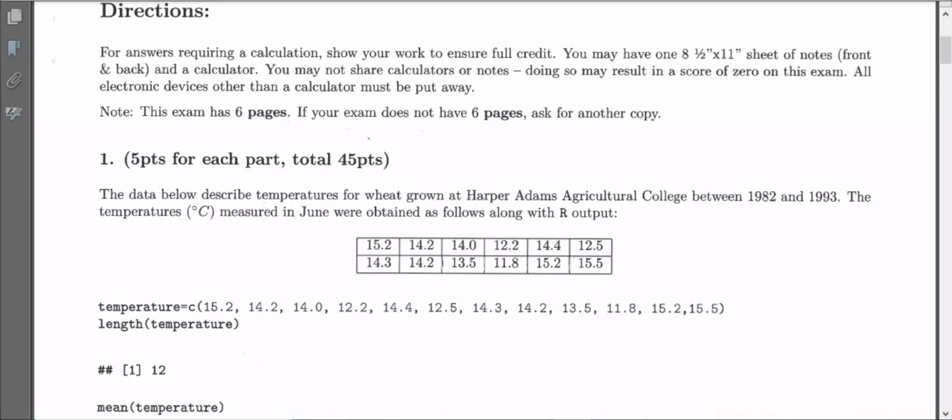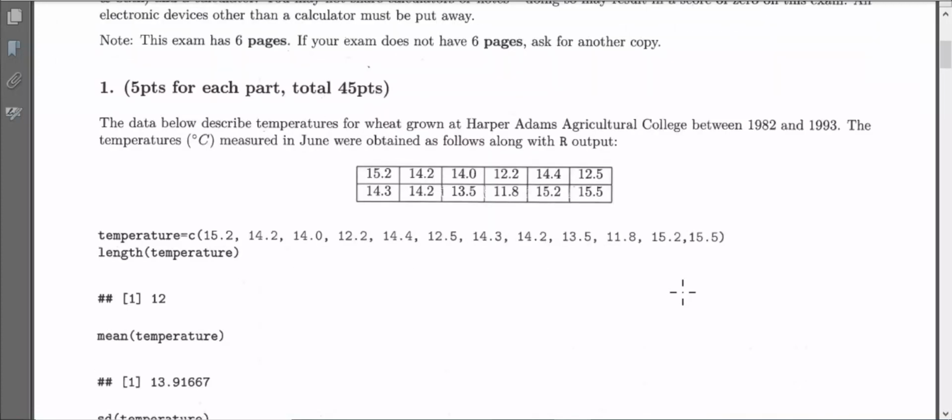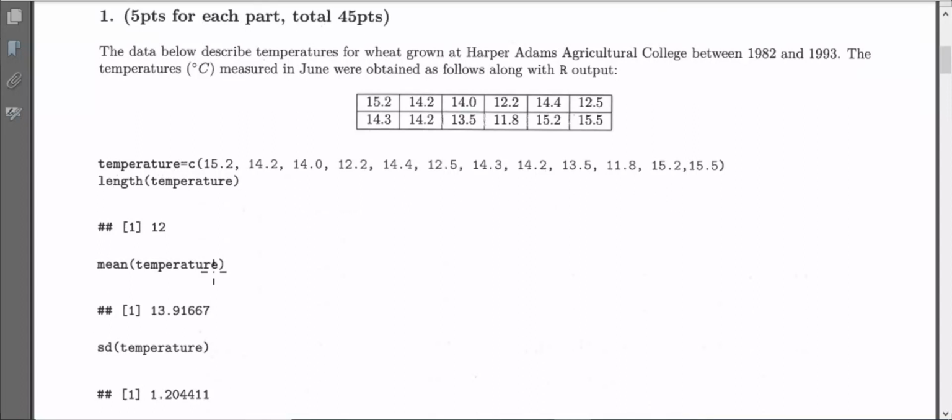Okay, for the first question, this is a typical question as we did in the homework. We have 12 observations of temperature, and this R code gives us the length. That means the sample size is 12, n equals 12. It also gives us the sample mean: we add these 12 numbers together and divide by 12.